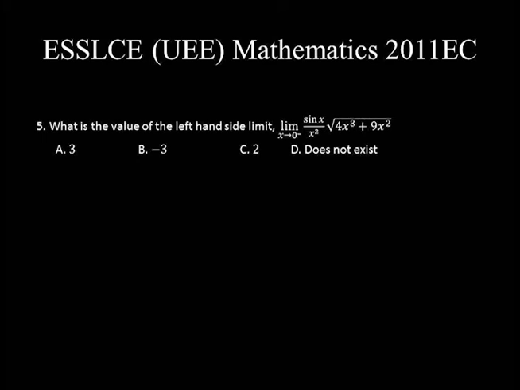Question number 5. What is the value of the left hand side limit? That's the limit of sin x over x squared times the square root of 4x cubed plus 9x squared as x approaches 0 from the left.